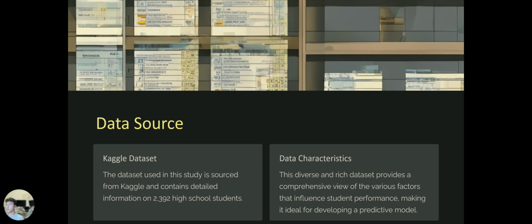Then there was parental support, extracurricular activities, so stuff like sports, music, and volunteering, and then grade classification as the determining factor of what we're trying to find from this study.